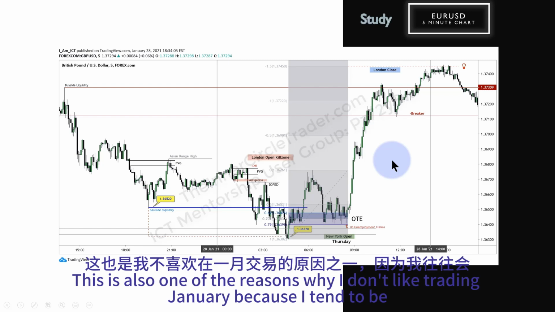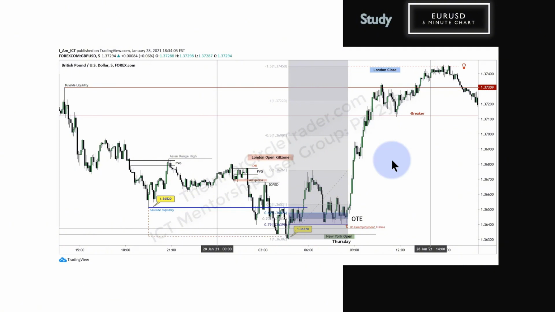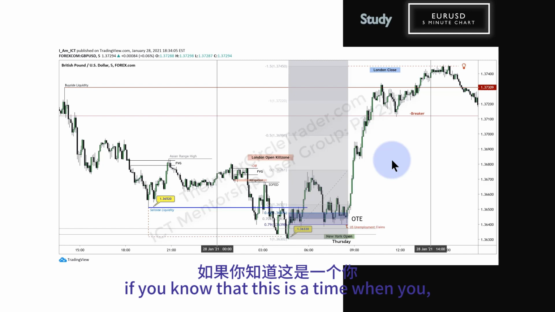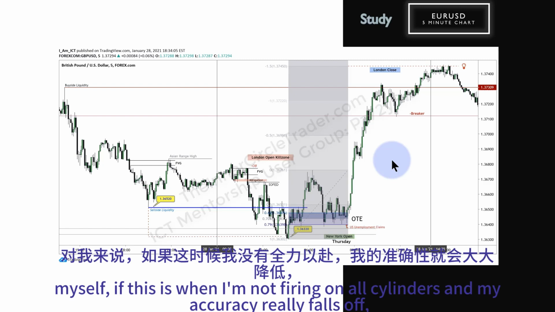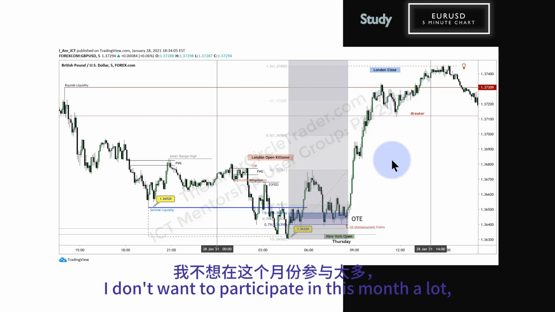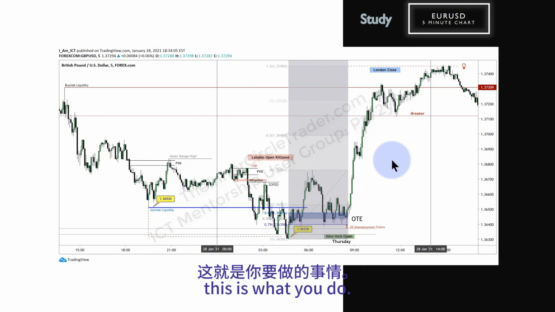This is also one of the reasons why I don't like trading January, because I tend to be wrong more times than I'm not in this month. So it begs the question, if you know that this is a time when, in this case for myself, I'm not firing on all cylinders and my accuracy really falls off, I don't want to participate in this month a lot. But because I have to tell you what I think is going to happen, this is what you do.